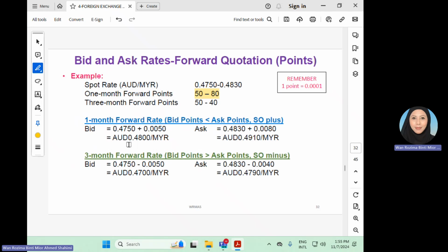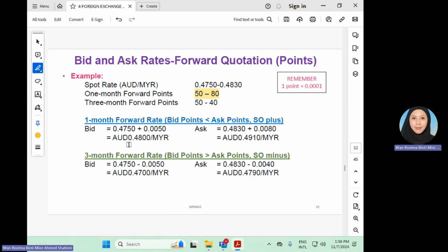Second, ask. You need to find ask. Okay, again, ask point 80. Right, 80. So 80 points, 1 point is 0.0001. So 80 is 0.0080. So, since we're doing ask price, take the ask price 0.8030 plus 0.0080, then you will get the 1 month forward rate ask. Any questions? Okay, do the same for 3 months.